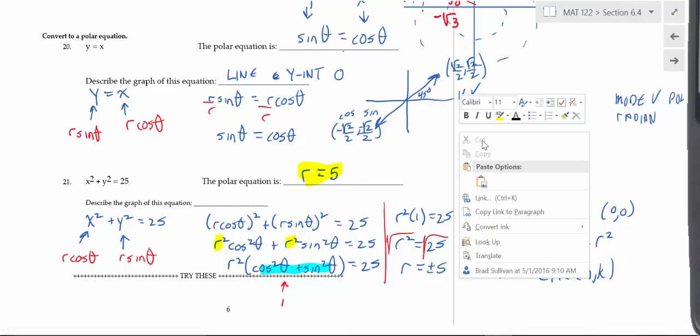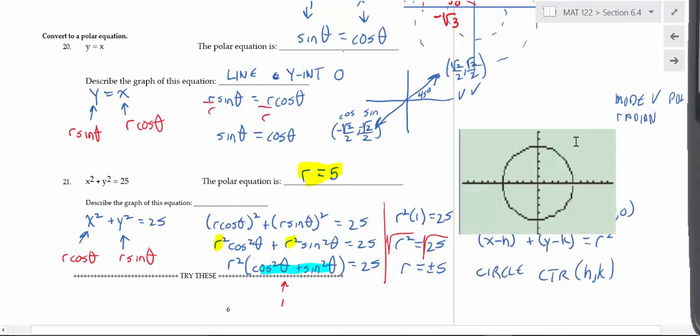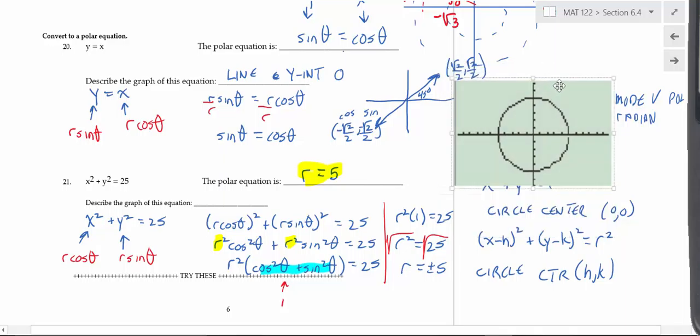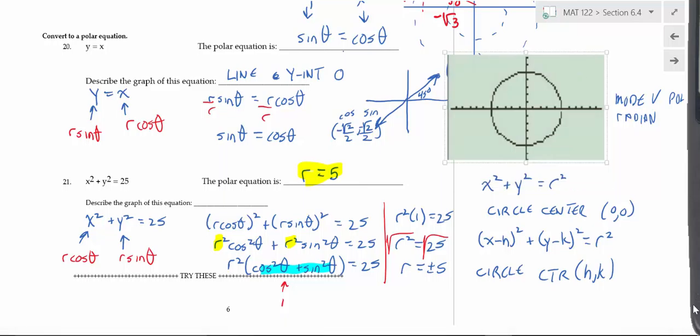Okay, so let me see if this will paste my graph that I tried to do. Okay, so here we go. I was going to show you a couple of things on the graph that I just did. So what came out in the polar coordinate system is this. In rectangular, that's x squared plus y squared equals r squared. But in polar, it's just r equals 5. And all that means is the radius is always 5.